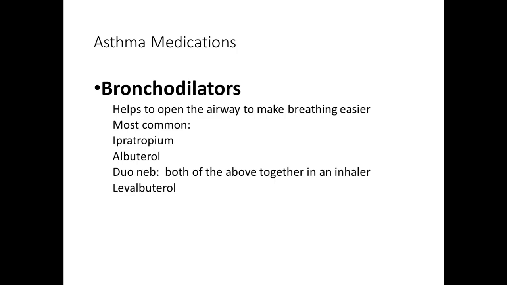The first med to be given with an asthma attack is a bronchodilator. This is your albuterol. Sometimes you'll see it mixed with ipratropium, called a duoneb, or you might see levalbuterol. But the first med to be given for an asthma attack is a bronchodilator. Those airways are going to open up and it's going to make breathing a lot easier.